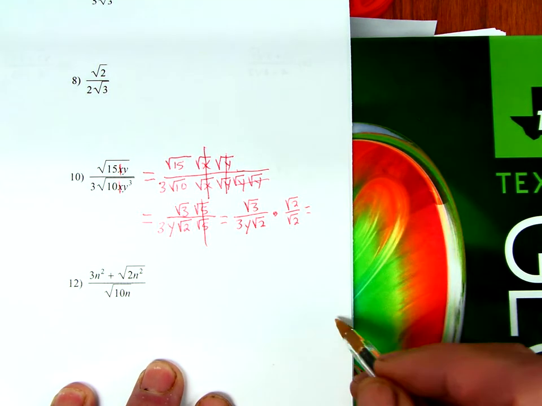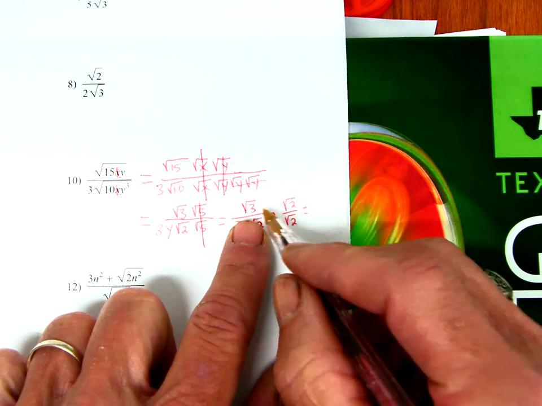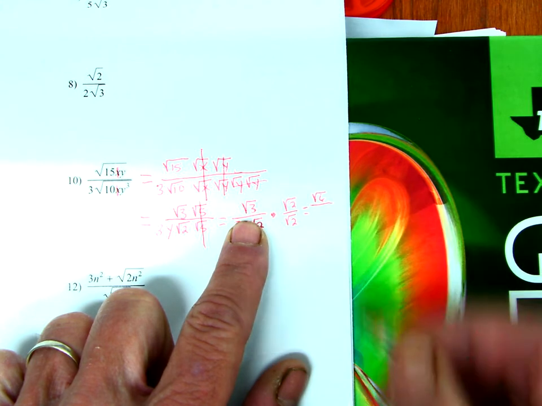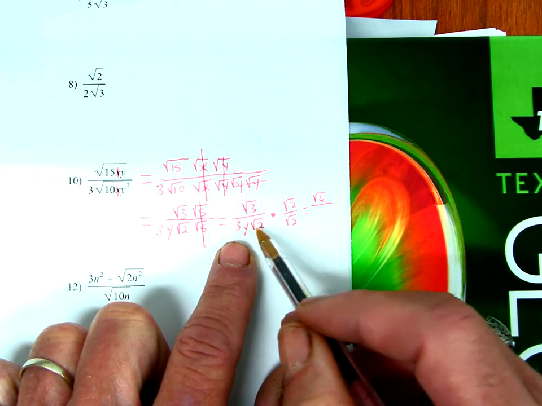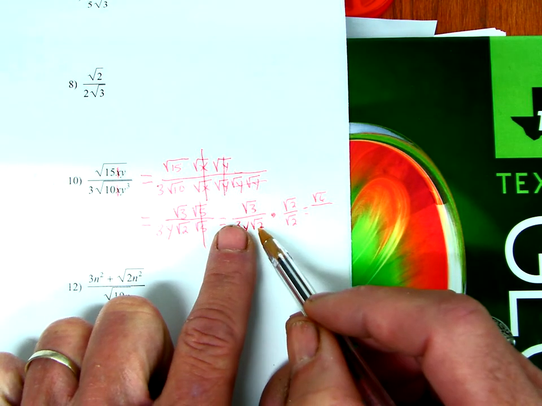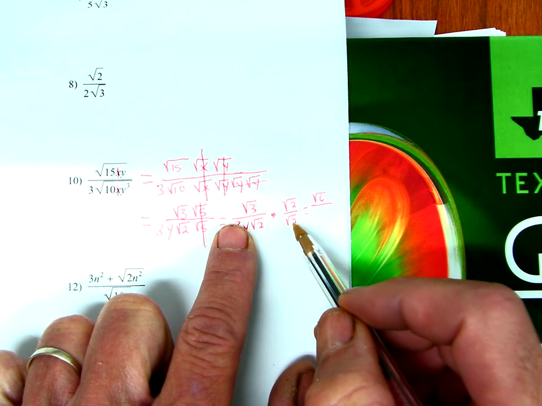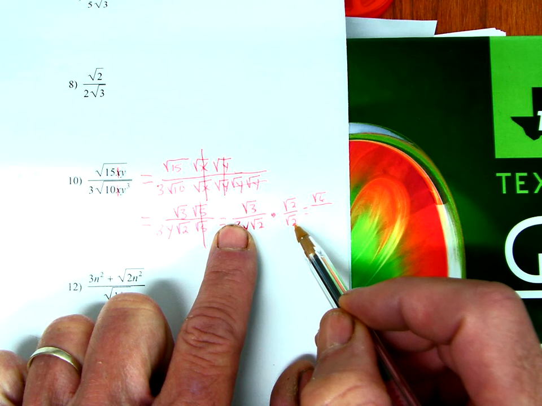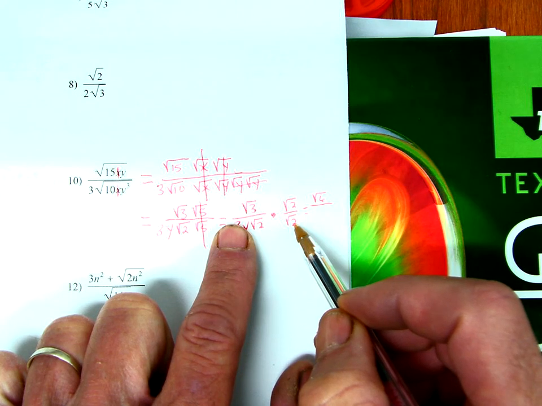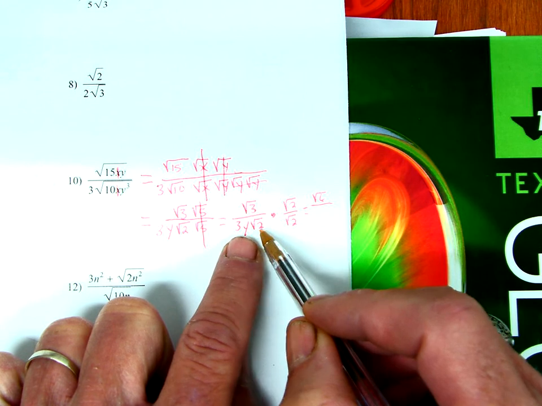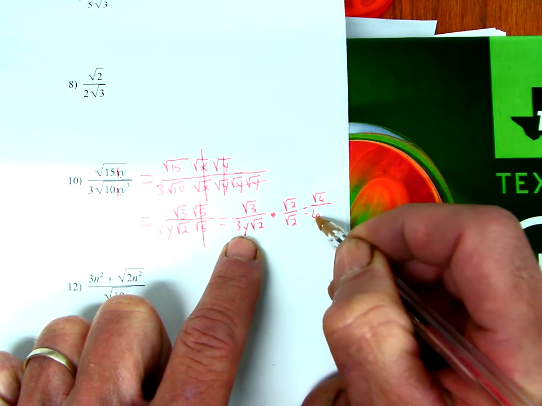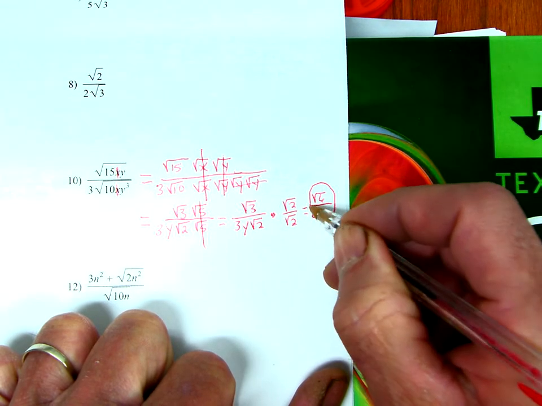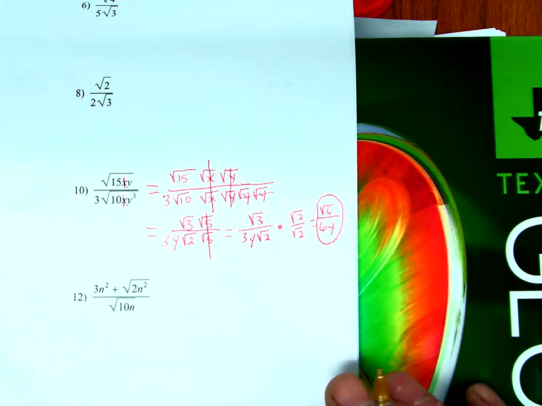Okay. So on the top, we end up with square root 3 times square root 2, square root 6. And on the bottom, we end up with 3y times square root 2 times square root 2. 2 times 2 is 4. The square root of 4 is just the number 2. So this is 3y times 2, which is 6y. Can't go any farther. That's it. We are done.